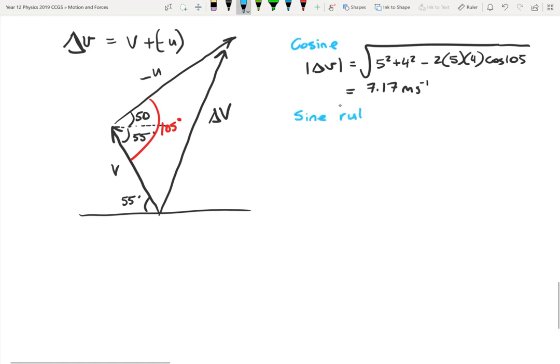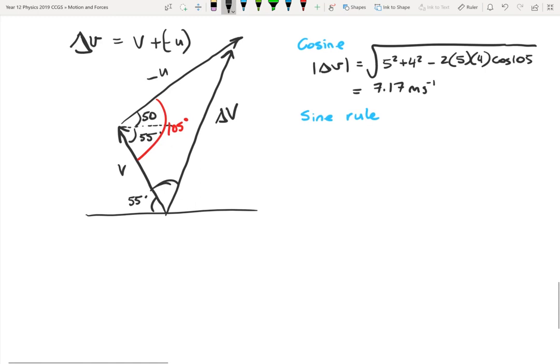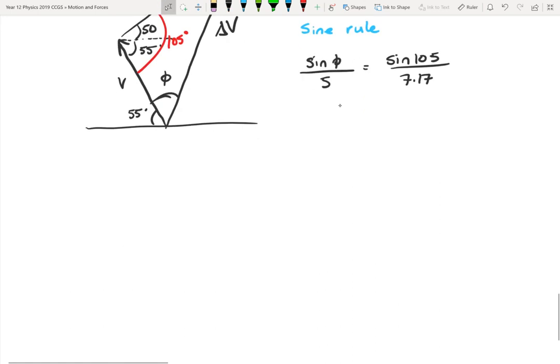How are we going for time? Thank you. Sine rule. Again, we have to use a calculated and rounded number because we have too many unknowns. But what we're going to do is find, let's call this bad boy phi. Sine phi on 5 equals sine 105 on 7.17. I'm going to do 2 steps at the same time because I'm lazy. I'm going to times both sides by 5 and then take the arc sine.